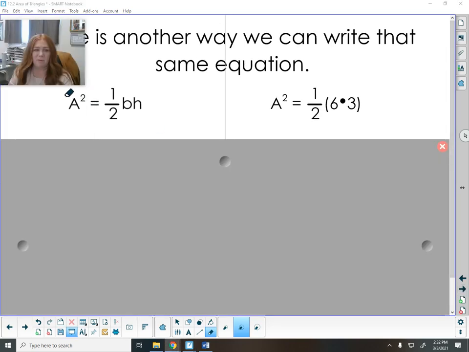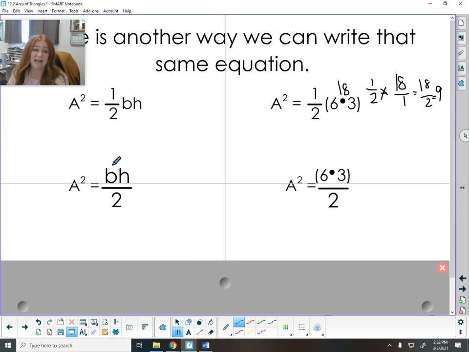So here's another way we can write this. So this problem, our base is 6, our height is 3. We're going to multiply first. 6 times 3 is 18. And then we want half of that. Half of means multiply. Half of 18, 18 over 2 is 9. Half of 18 is 9.